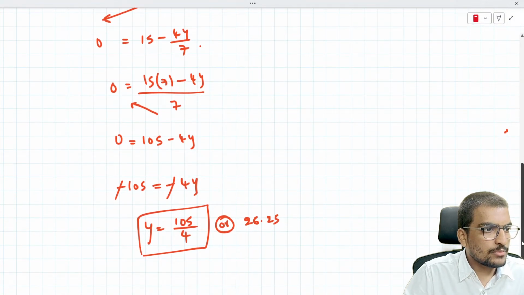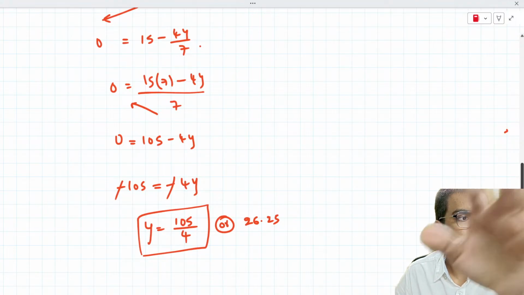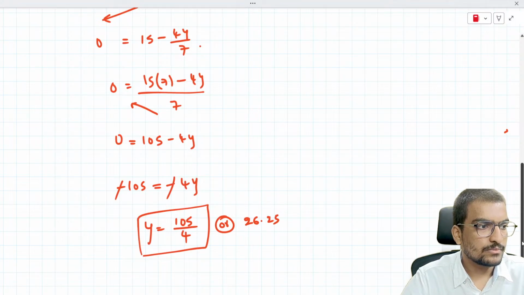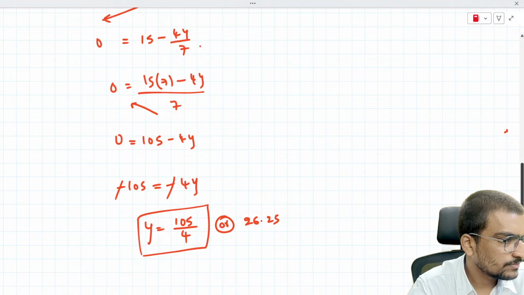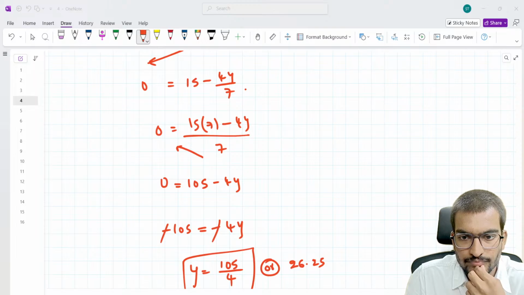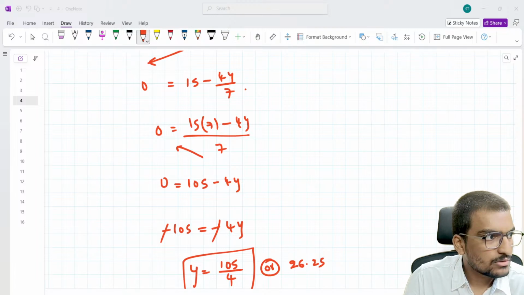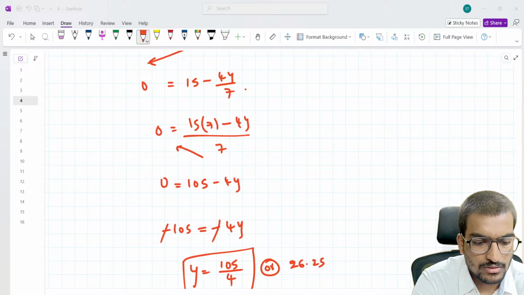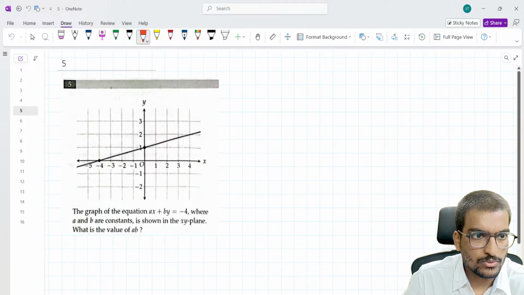Let me know if it is done. I'll move with the next question. Shall I move with the next question? Is everything fine? Are you done with this question, Saidu Rahman? Yes, very good. I'm moving with the next question, question number 5.